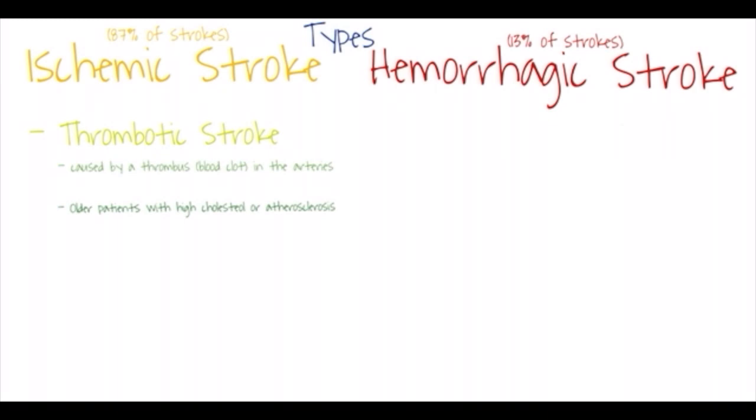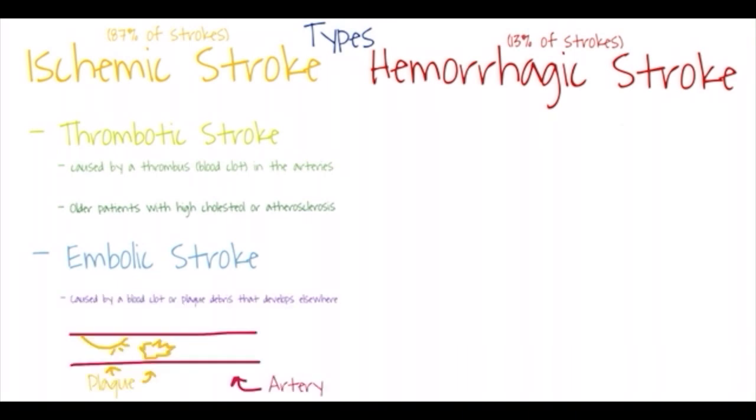The second type of ischemic stroke is known as embolic stroke, and these are caused by a blood clot or plaque debris that develops elsewhere in the body and then travels to one of the blood vessels in the brain through the bloodstream. In this model, we see plaque that is built up on the wall of an artery break apart, and this debris will continue to travel through the bloodstream until it reaches a part that is too narrow to go through, leading to blood circulation being cut off.